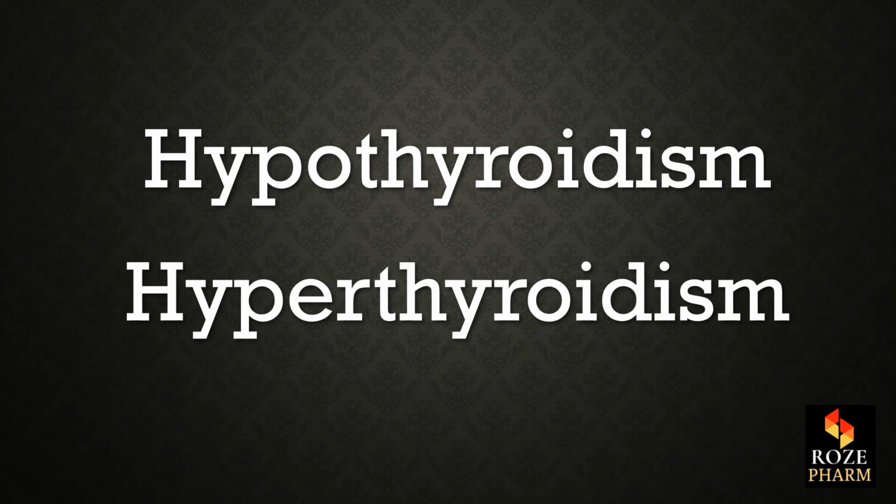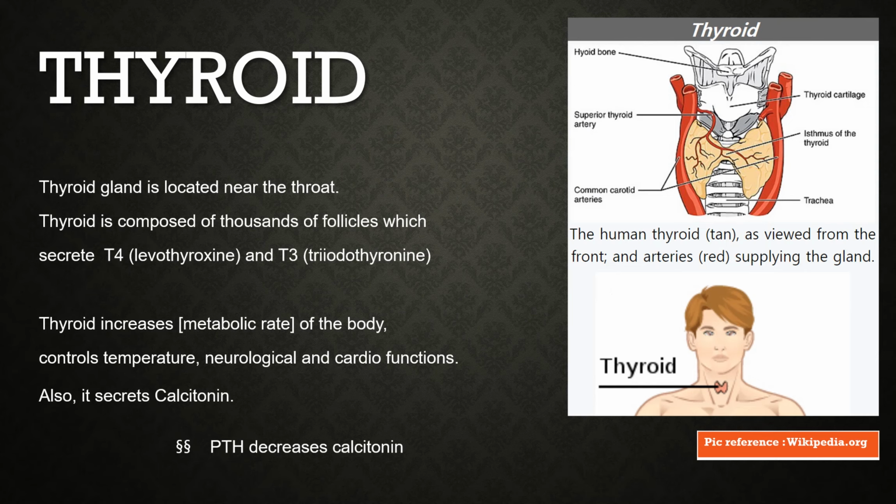Hypothyroidism and hyperthyroidism. The thyroid gland is located near the throat. It is composed of thousands of follicles which secrete T4, levothyroxine, and T3, triiodothyronine. The thyroid increases the metabolic rate of the body, makes the body quicker, and controls temperature, neurological and cardiac functions. It also secretes calcitonin, which, in contrast, PTH decreases.